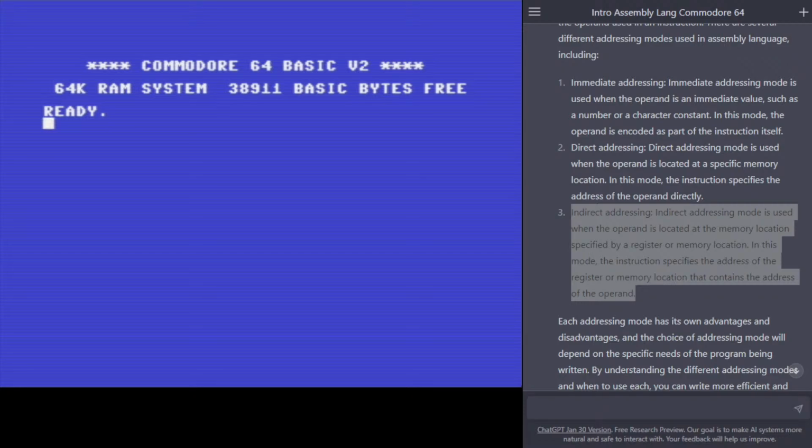Indirect addressing. Indirect addressing mode is used when the operand is located at the memory location specified by a register or memory location. In this mode, the instruction specifies the address of the register or memory location that contains the address of the operand. Okay, so with this one, we might give it an address, but instead of just doing the operation on that address, it will go to that address, check the information there, load that into its operation, and it'll use that as the address where it performs the action. Good for if you need variables, I guess.